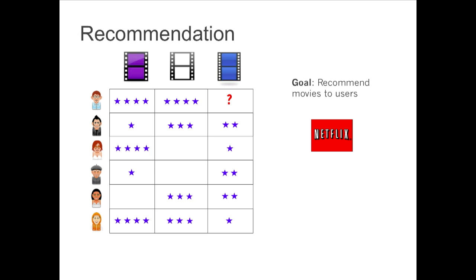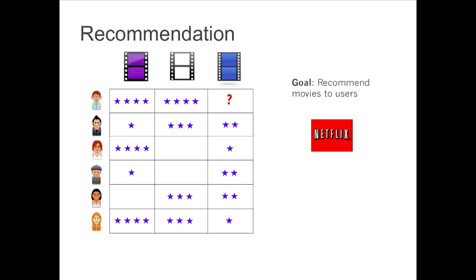We'll call this guy Bob, and you want to predict his rating on the Blue movie. Well, the first thing you might want to do is say, okay, who does Bob look like? Who are other users that Bob might look like? And maybe I can transfer knowledge based on finding similar users.